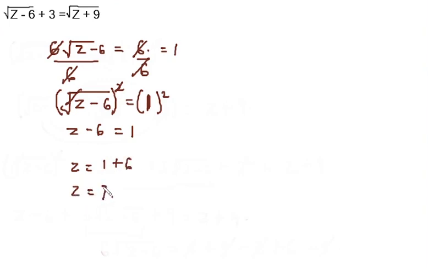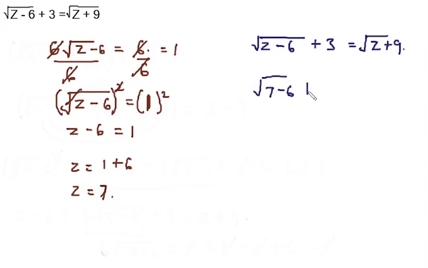For our last step, like we always do, we check whether our answer is correct. So writing out this equation, I have the square root of z minus 6 plus 3 is equal to the square root of z plus 9. We know that z is 7, so we're taking the square root of 7 minus 6, plus 3, is equal to the square root of 7 plus 9. So we have 7 minus 6 is 1, so the square root of 1 plus 3 is equal to 7 plus 9 is 16, so the square root of 16.